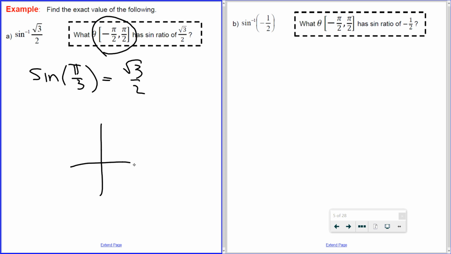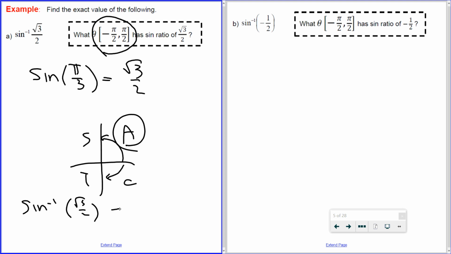So if I look at my cast rule, I'm talking about 0 to positive pi over 2 and then 0 to negative pi over 2. So I'm just looking at those two quadrants there, quadrant 1 and quadrant 4. Now, since sine is positive, it only can be in quadrant number 1, because we know sine is negative in quadrant number 4. So that means that the sine inverse of root 3 over 2 is simply pi over 3. Okay, let's try another example.